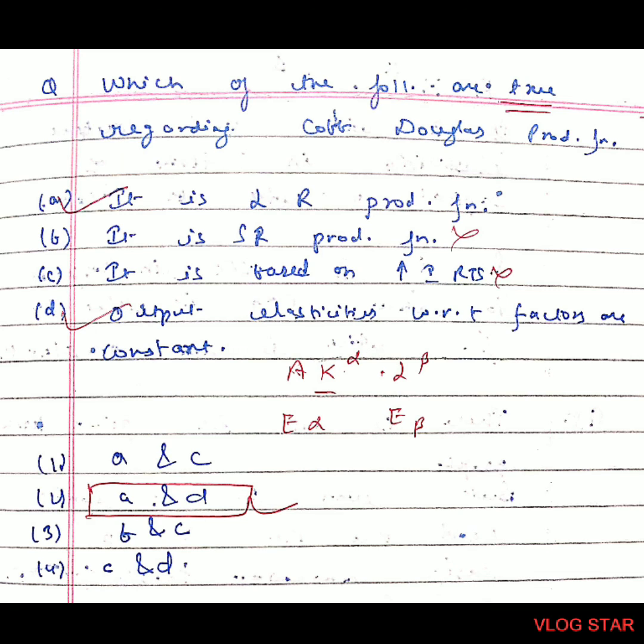For a production function A K to the power alpha L to the power beta, elasticity of capital would be a constant, that is alpha. Elasticity of labor would be beta, that is again a constant. So it is correct. So second is the right option. A and D are correct.